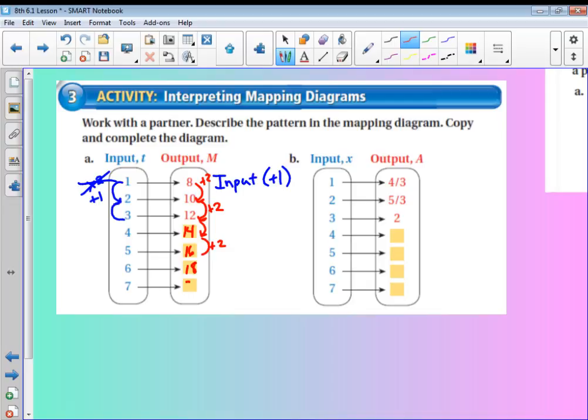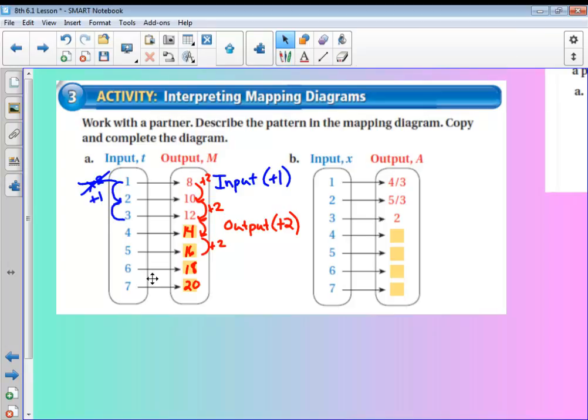You can see the pattern. 18. And a lot of you have done that when you've had to go through in previous sections and work through and graph equations. You would look for that pattern. So our output pattern was we were adding 2. Now it's not always adding. Sometimes you're multiplying. Okay. So let's go ahead and look at letter B.